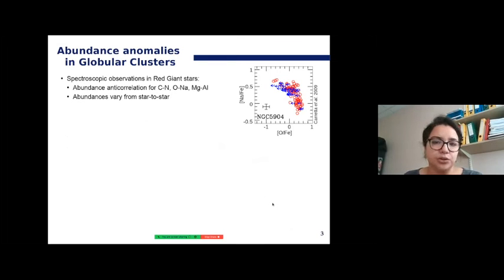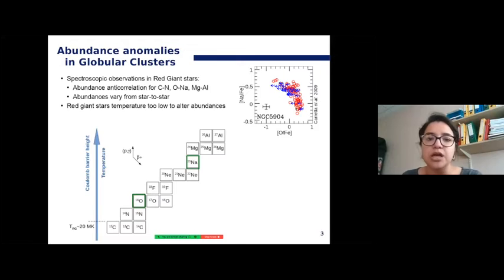But about 15 years ago, improved photometric and spectroscopic observations came to contradict this paradigm. So some clusters exhibit anti-correlations between pairs of light chemical species, such as between carbon and nitrogen, magnesium and aluminum, or, as shown here, between oxygen and sodium. So the abundances vary by more than an order of magnitude from one star to another within the same cluster. The typical temperature of red giants during the hydrogen burning phase, about 20 megakelvin, is too low to alter the oxygen abundance and transform it into sodium.